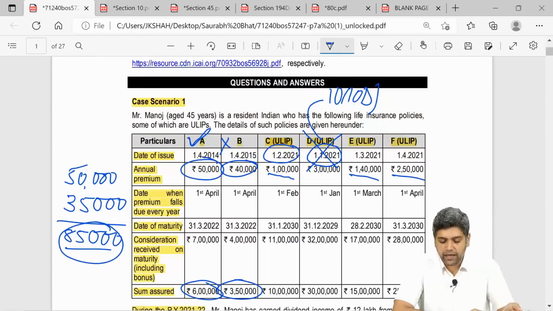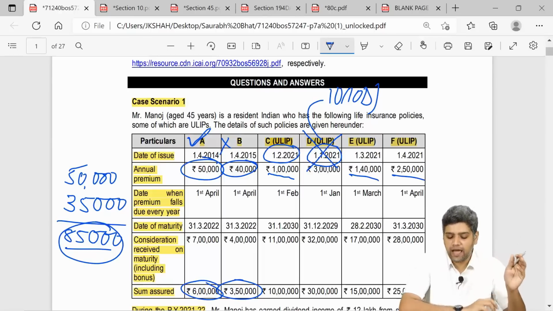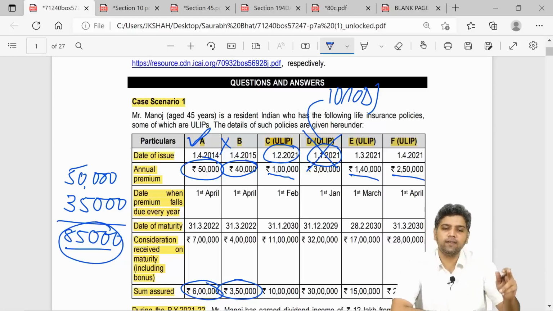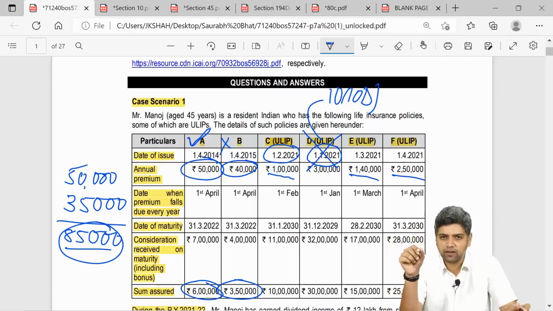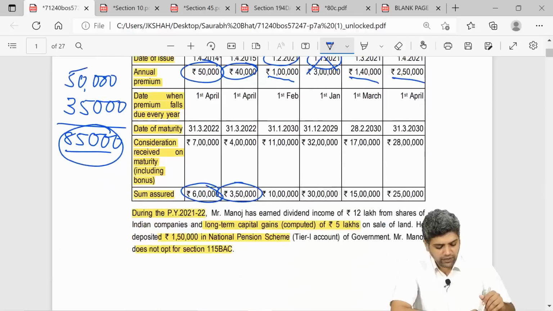So I will apply Section 10(10D) only to such an aggregate where the premium does not exceed 2,50,000. Suppose one of the policies was exceeding 2,50,000 premium, then the 4th proviso would have applied. Then there is no question of looking at any aggregate, directly it would become taxable. But here I have subscribed to different policies in such a manner that none of the policies' premium exceeds 2,50,000 rupees. So to which of the policies will I apply?